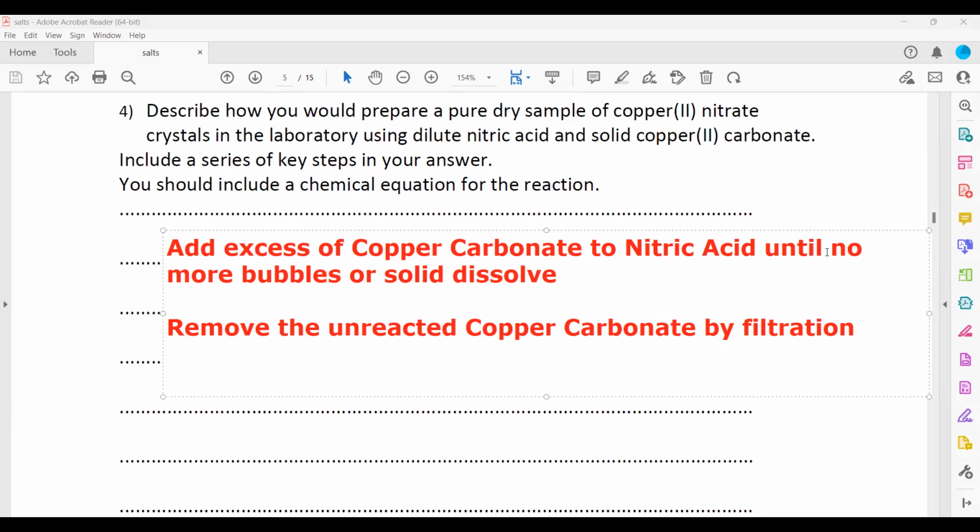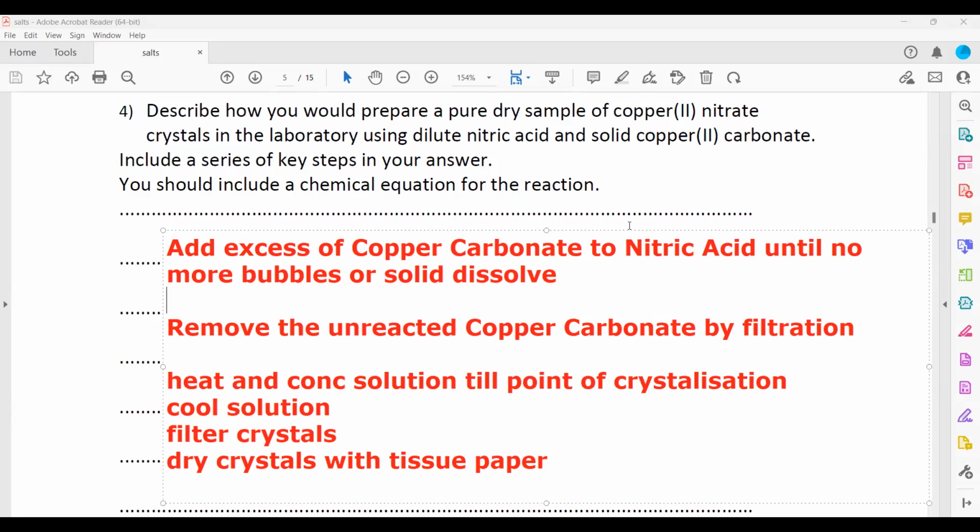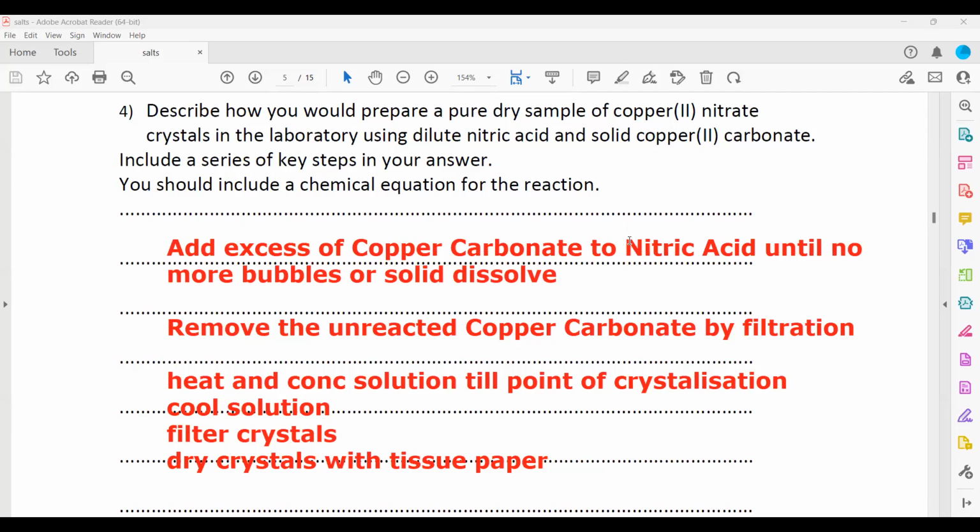And after removing by filtration, we have to use heat and concentrate the solution till the point of crystallization. Then we will cool down the solution. Then we'll filter to remove the crystals, and then we'll dry the crystals, but we cannot wash these crystals as these are soluble salt crystals and cannot be washed. So add excess of copper carbonate until no more bubbles form.